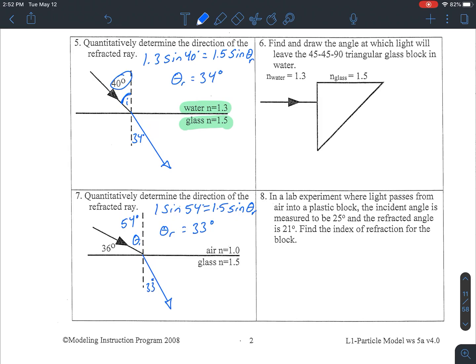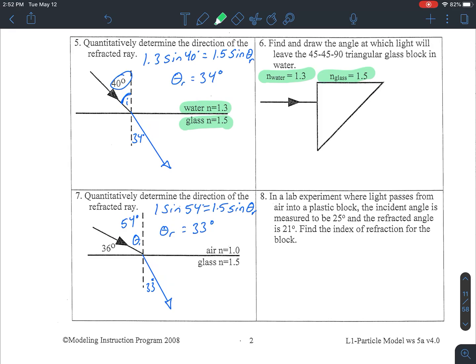And this would be our 33 degrees, give or take. Number 6 is an interesting problem. This will really test your geometry skills. So if we have our 2 indices of refraction, it's going from water to glass.